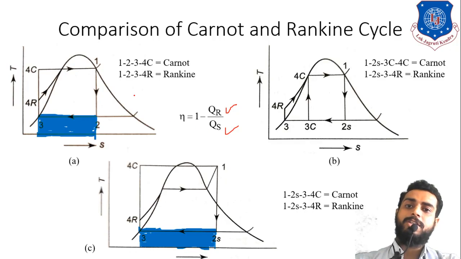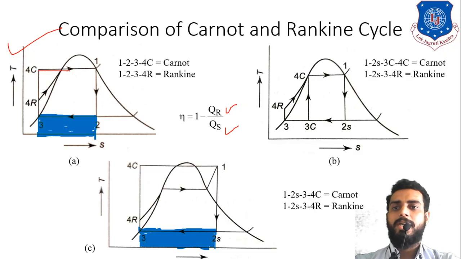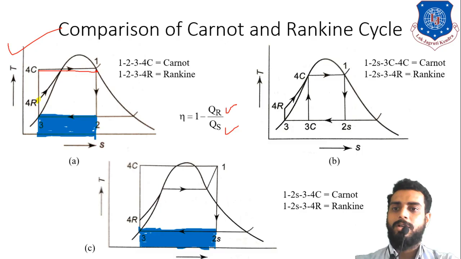Now identify in which process, whether Carnot or Rankine, the heat supplied is more. Identify that particularly in this diagram A. Again recall the first law lectures: this is the heat supplied during the Carnot cycle, identified by red color. And the heat supplied during the Rankine cycle, let me highlight it by yellow color. So this is the heat supplied during the Rankine cycle, and in red I'll highlight the heat supplied during the Carnot cycle.